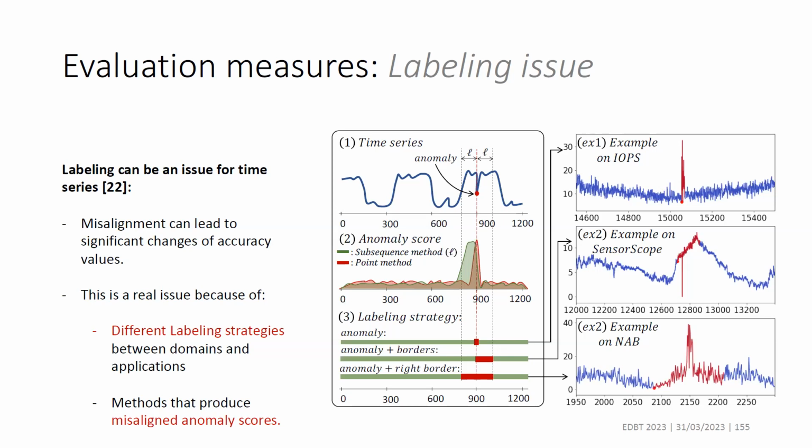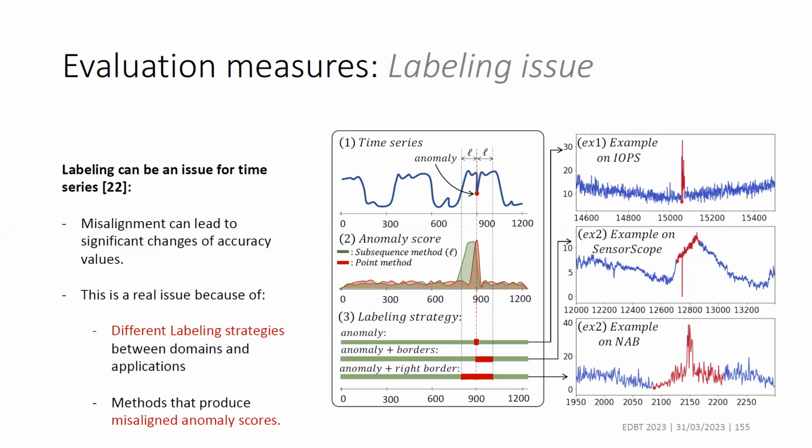These different labeling strategies are an issue. How can you evaluate consistently on different data sets? You need something to take this into account, because then you also have the methods. A point-based approach will most likely give scores like that. I say this point is abnormal, so the score rises very easily and goes down very easily.